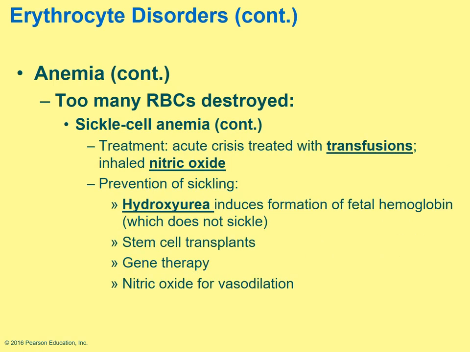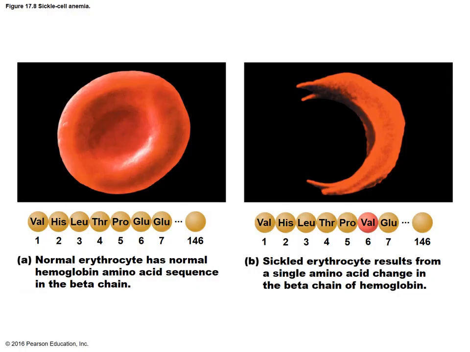Treatment for sickle cell anemia in acute cases can include blood transfusions. If you keep high levels of oxygen, you do not get the formation of that sickle cell. They've also tried looking at stem cell transplants and gene therapy, so they're looking at several options. This shows the difference in the shape of a normal erythrocyte versus the sickle cell.